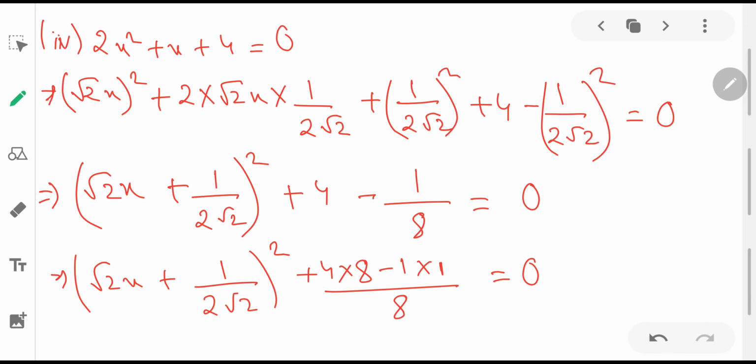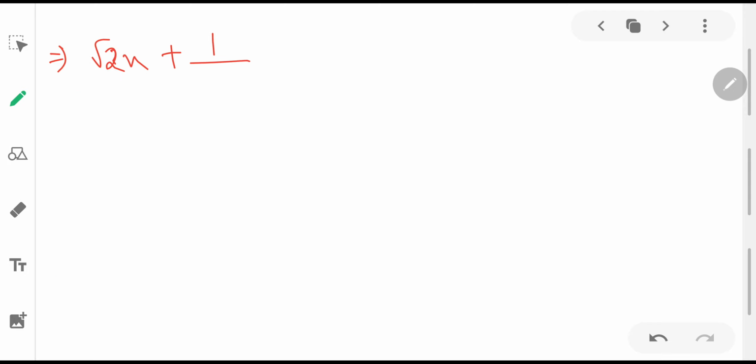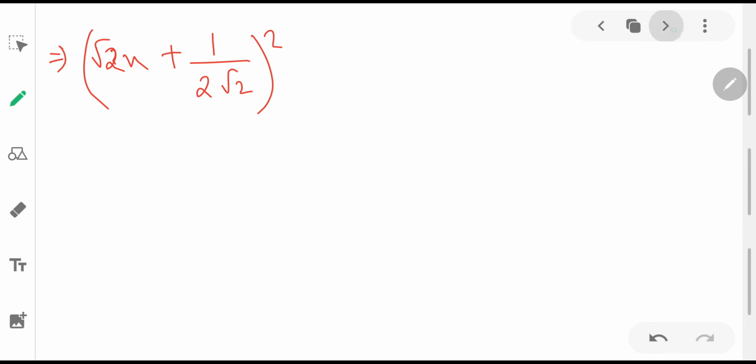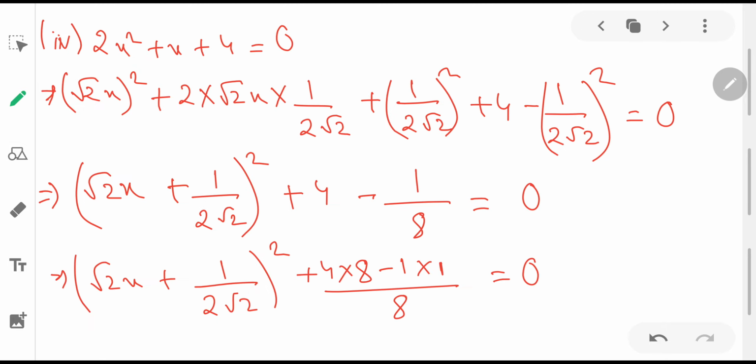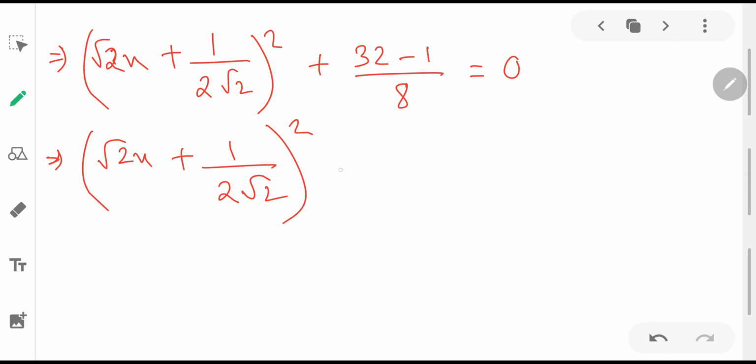So what we get? We get (root 2 x plus 1 by 2 root 2) whole square plus 32 minus 1 by 8 equals 0. So let's solve it. We will get (root 2 x plus 1 by 2 root 2) whole square plus, 32 minus 1 is how much? It is 31, 31 by 8 equals 0.